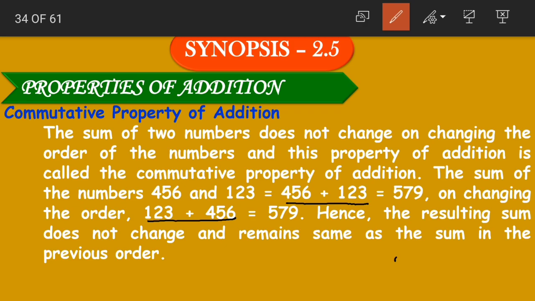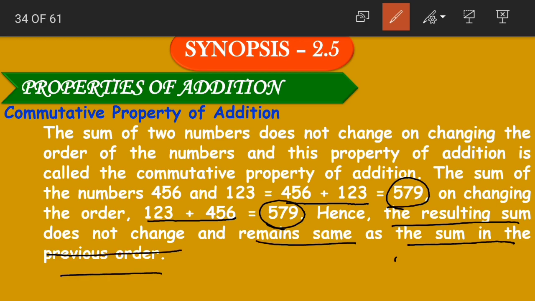Yes children, even though I changed the order, the answer we got is the same. The answer we got is 579 only. Hence the resulting sum does not change and remains the same as the sum in the previous order. Previous means before. So the sum did not change. We got the same sum for both the previous order and the current order.